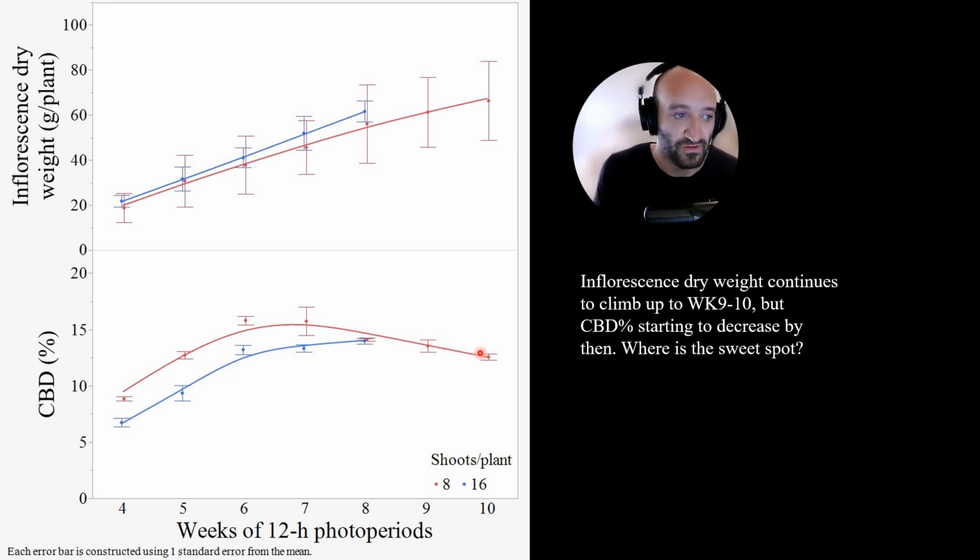If you compare that to the inflorescence dry weight, going from week 6, 7, 8, 9, 10, it is going up every single week. It is starting to taper off, starting to slow down a little bit, but it's showing the difference: the plant might be accumulating more and more flower mass every week, but that's not necessarily true about the synthesis of these individual cannabinoids.